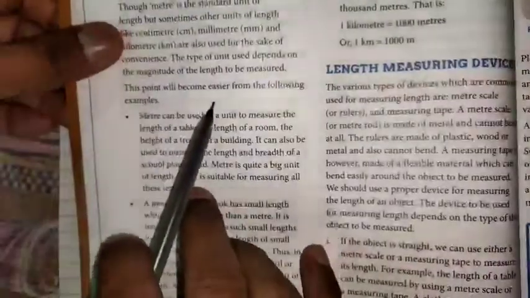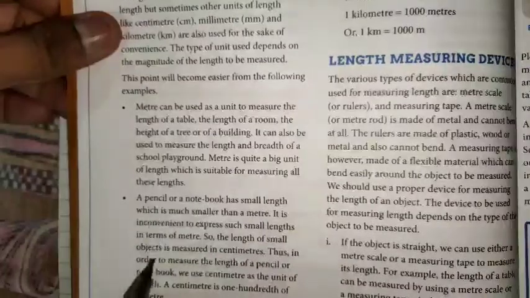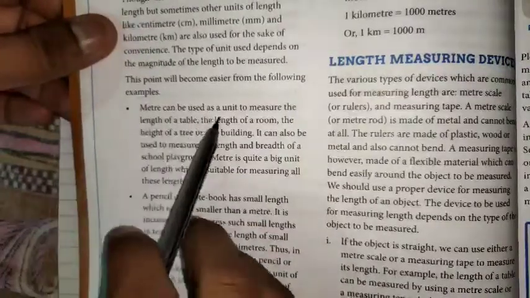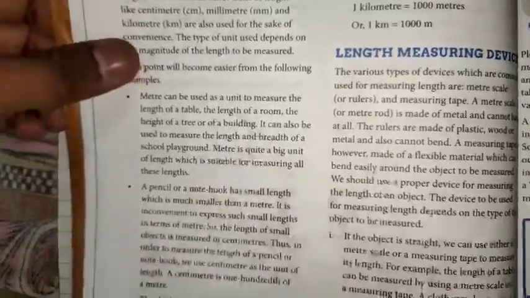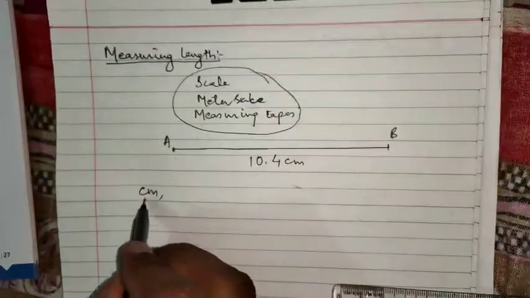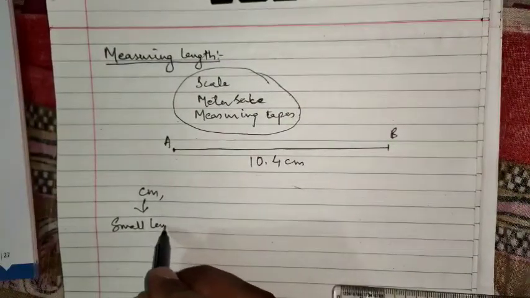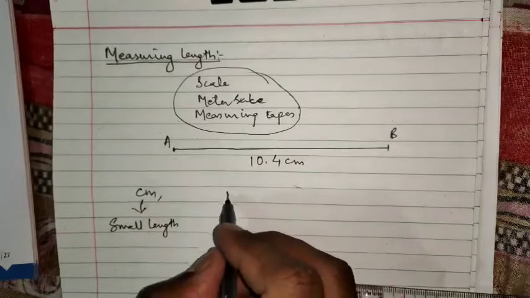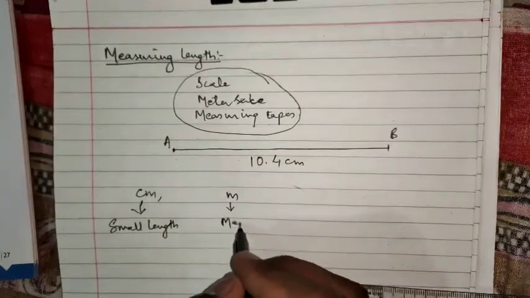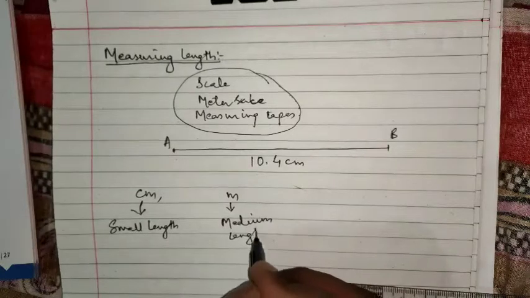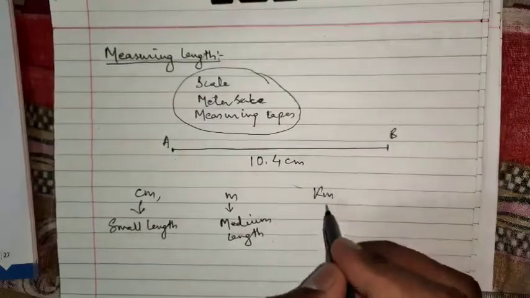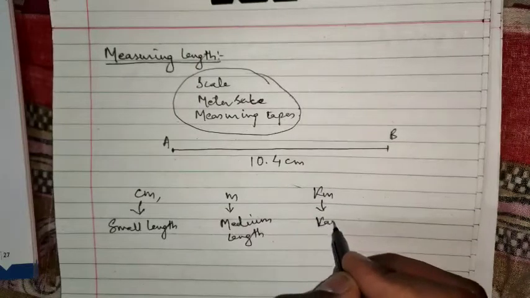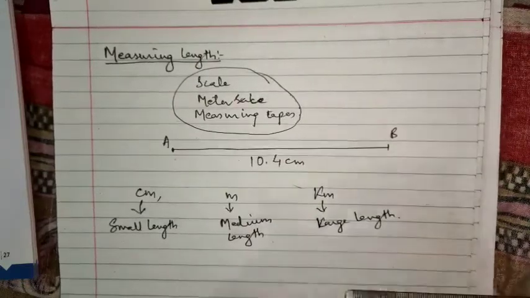Now let us see the next thing. Some points are given which will make measuring length easier. Meter can be used as a unit. As we know there are so many units, like centimeter, which is used for measuring small length. If we want to measure medium length, we will use meter. If we want to measure large length, we will use kilometer.